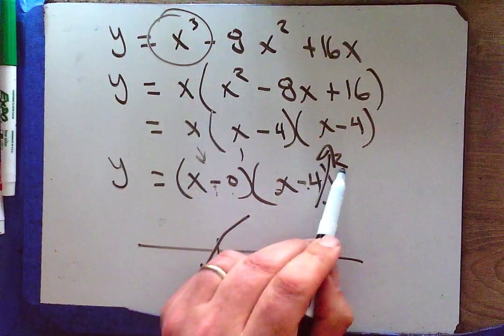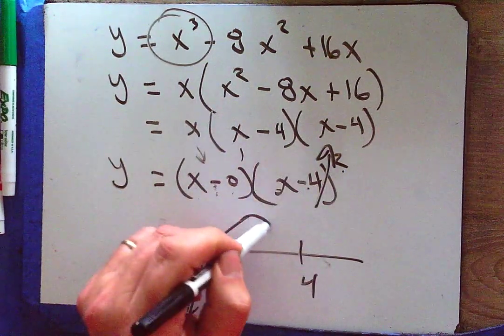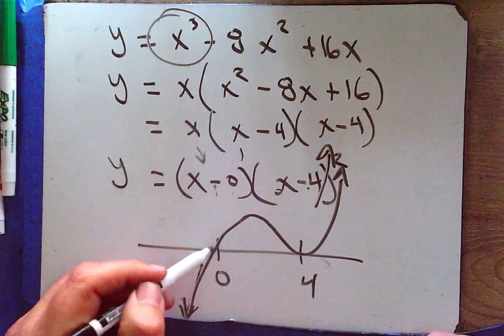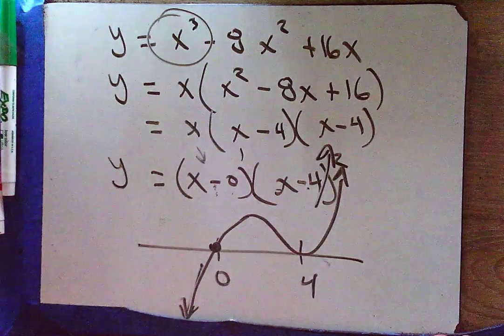But when I get to 4, I have that squared, which means I'm bouncing there. Okay, there's my graph. Look, my x and y intercept is at 0. Okay, so the very last thing I want to do with you is take a look at a word problem.